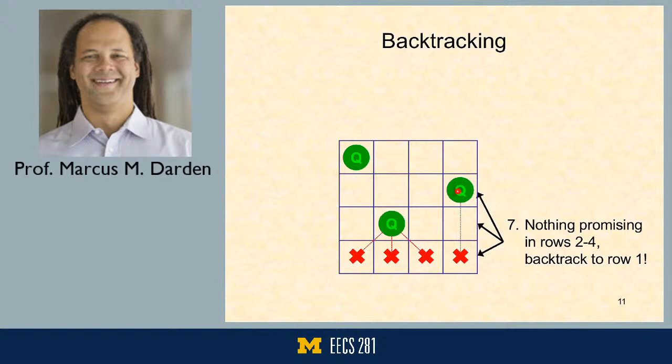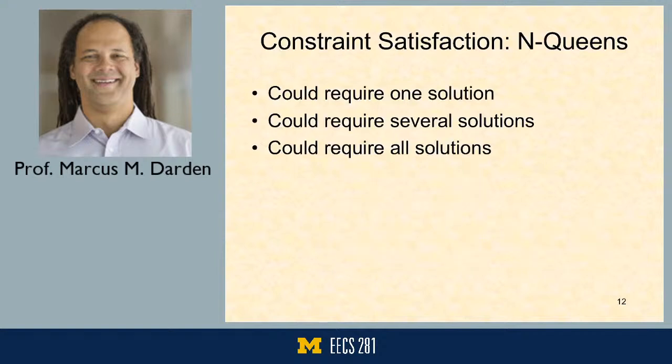I've already tried everything in the second row. So there's no way to advance with that second row placement. I have to backtrack to the first row and try a new first row position. All right. That's how backtracking works. We'll get to the actual solution in a minute.